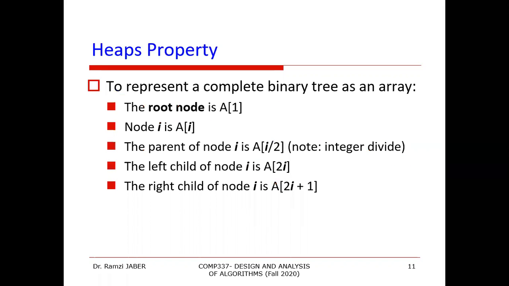Good. Continue. The property of heaps. To represent a complete binary tree as an array, we must follow these properties. The root node, the first node, must be A[1]. Node i is A[i]. Okay. The parent of node i is A[i/2], integer division, like here.